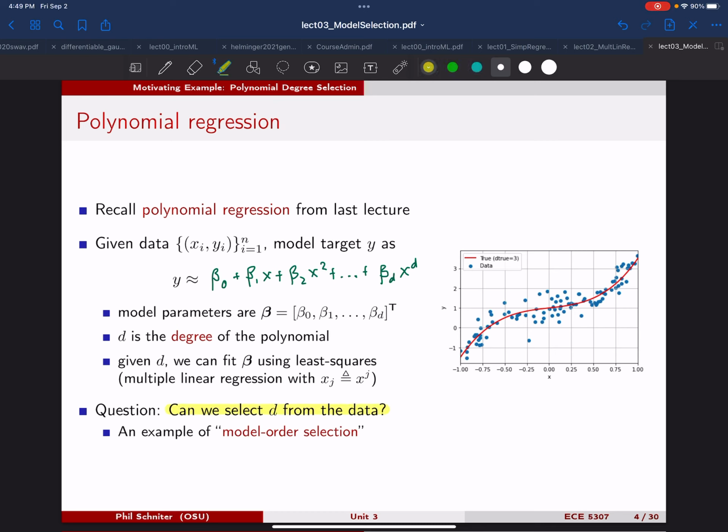Can we select it from the data itself? That would be our goal. Sometimes an expert tells us what it is, but often we just don't know. So we want to figure that out ourselves. And this is an example of model order selection. Basically, it's an example of how complex you want your model to be. Do you want your model to be more and more complex, or less and less? Or is there some sort of Goldilocks setting in the middle where it's just as complex as you want, not too little, not too much?